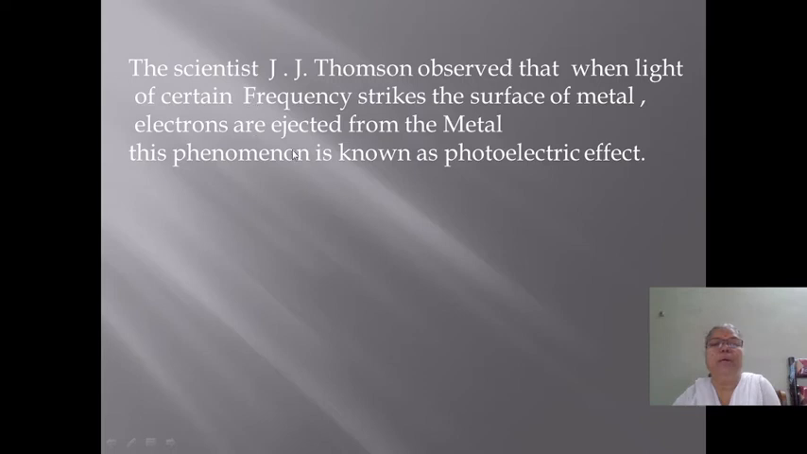Now, today's discussion point is the photoelectric effect. The scientist J.J. Thomson observed that when light of certain frequency strikes the surface of a metal, electrons are ejected from the metal, and this phenomenon is known as the photoelectric effect. In other words, the photoelectric effect is nothing but the ejection of electrons from a metal surface when that metal surface is exposed to either UV or visible light.